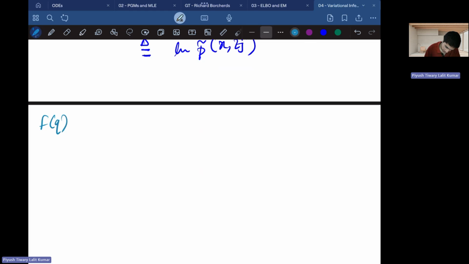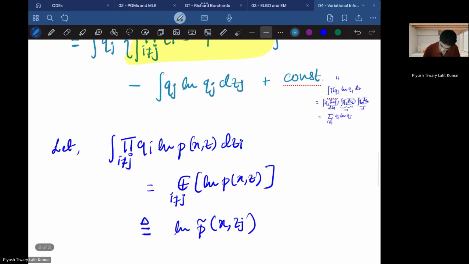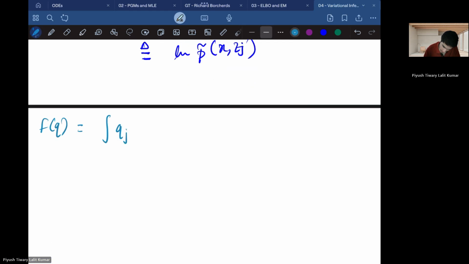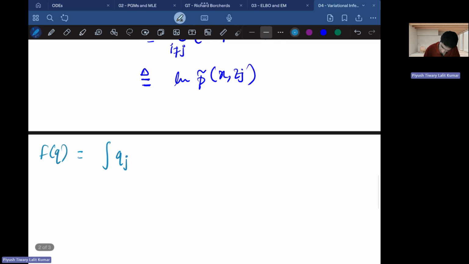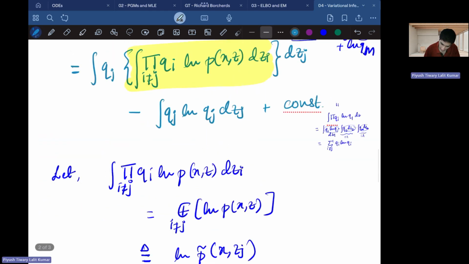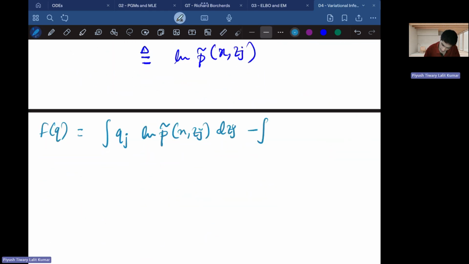What will this F of q become? F of q will become integral. So this is q_j. This entire thing that is highlighted will become this log of p tilde of x comma z_j dz_j, right? What was the second term? Second term was nothing but minus q_j ln q_j dz_j, and then there was some constant that we don't care about right now.